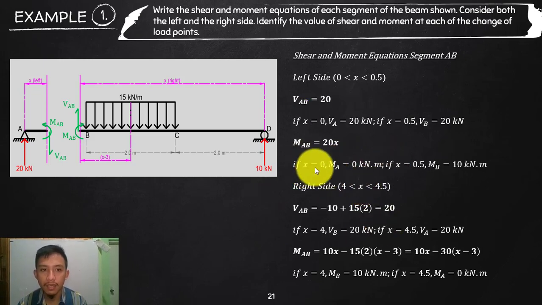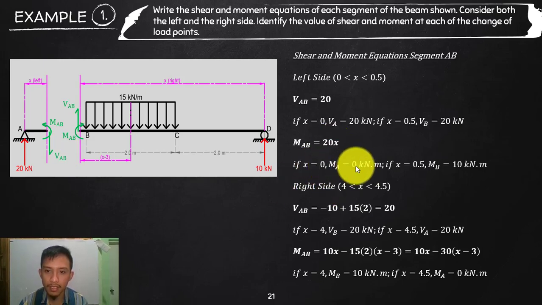Now, later on we will be drawing your diagram, so we need to find out the shear and moment values at the points where the load is changing. So I want to get the moment at A: substitute x equals 0, that will be 0. Moment at A is 0. Moment at B: substitute x, which is 0.5, then that will be 10. So that is the moment at B and that is the moment at A. So that means 0 at A, 10 at B. So the moment is changing from A to B.